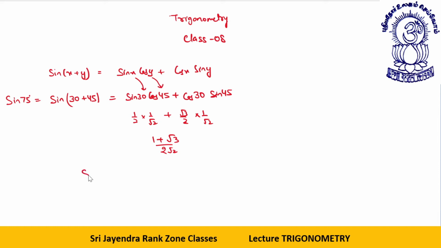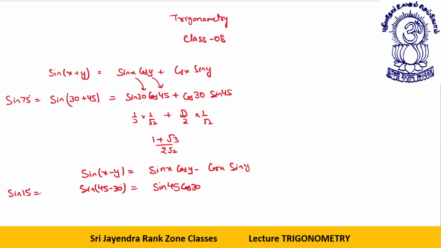Similarly, we have the formula for sin x minus y as the same thing, just this plus will be changed into minus. Sin x cos y minus cos x sin y. Okay, this will be what? Suppose I require the value of sine 15 degree. Sine 15 will be what? Sine 45 minus 30 degree.